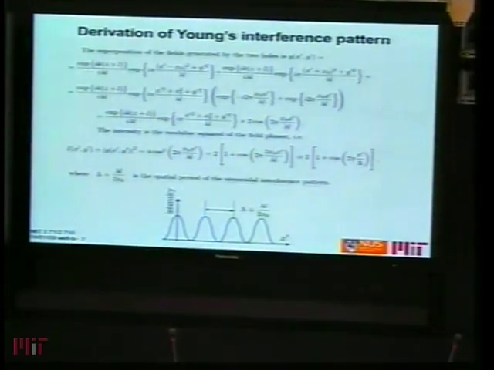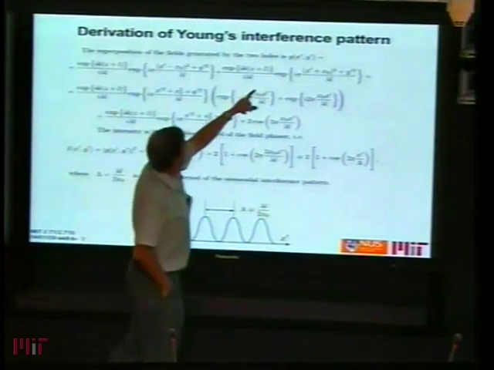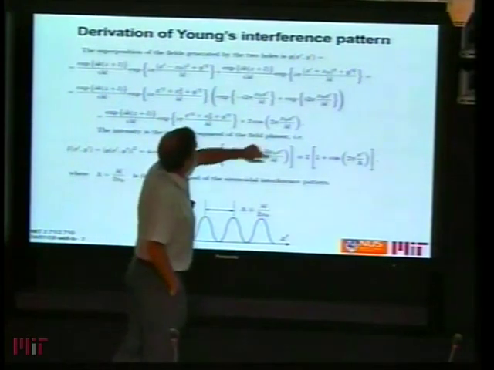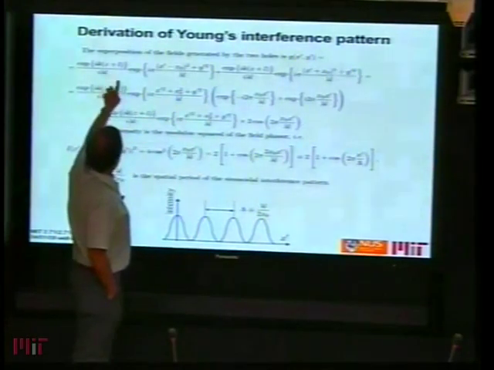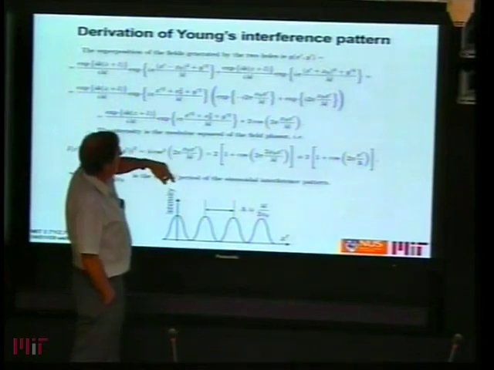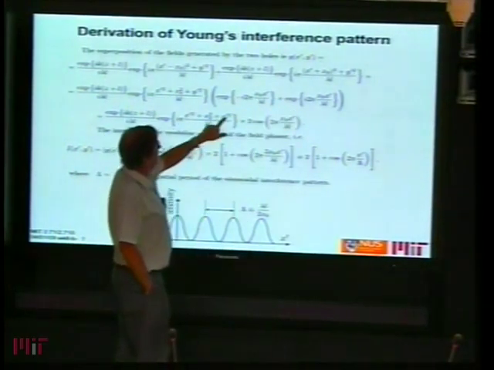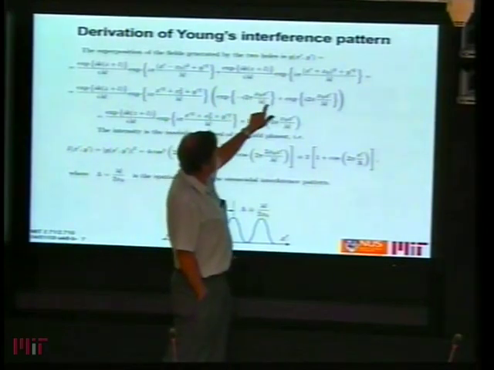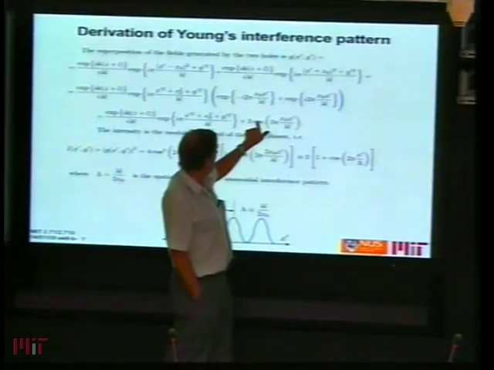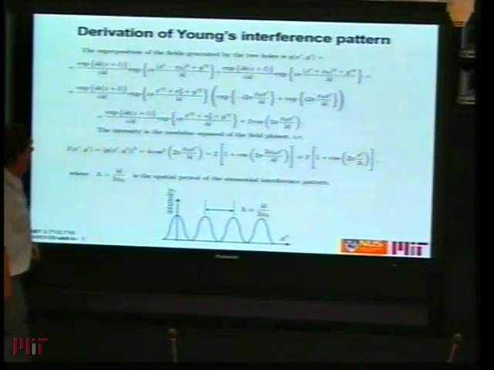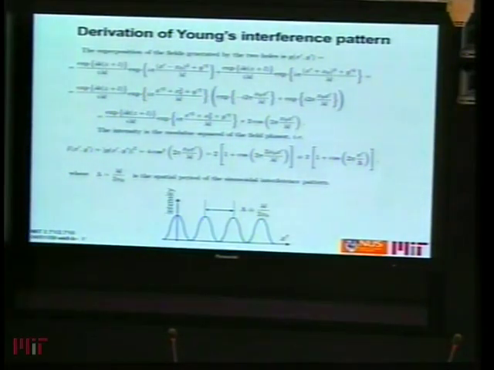So these are the two waves we've added together. The only difference between them is this sign. So we can take out the other things as factors. And so these are the two terms with the sign difference. So e to the minus i something plus e to the i something gives cosine. So there's our final answer.